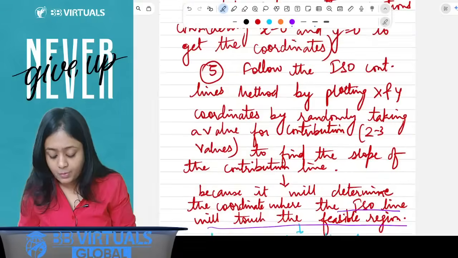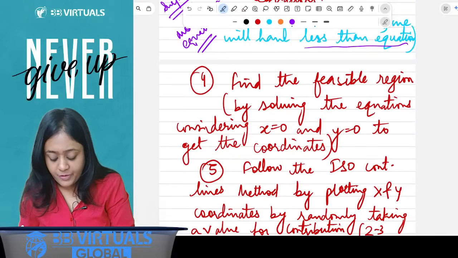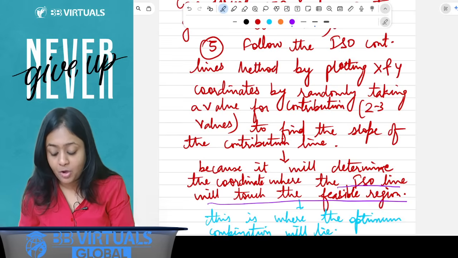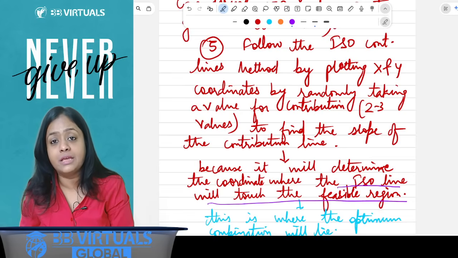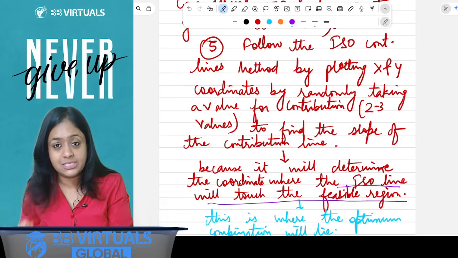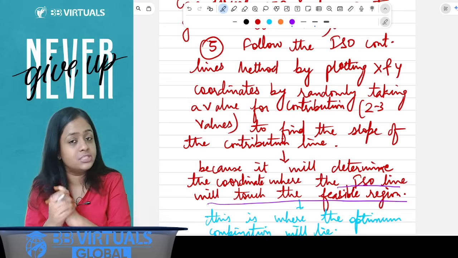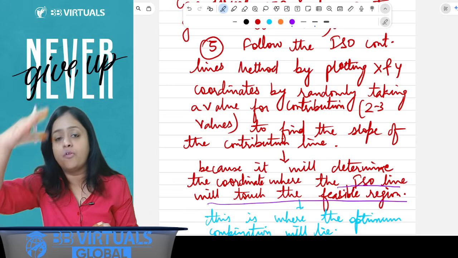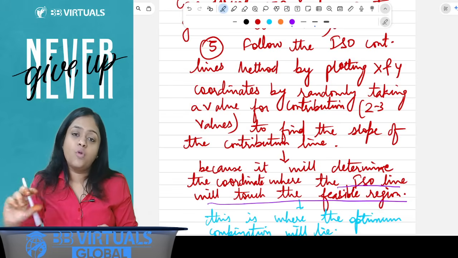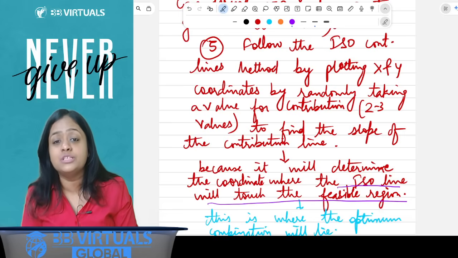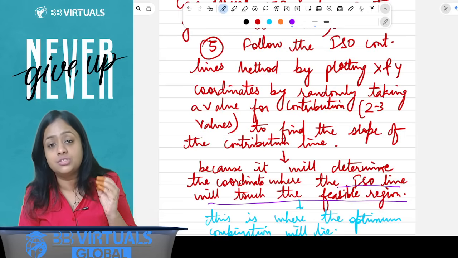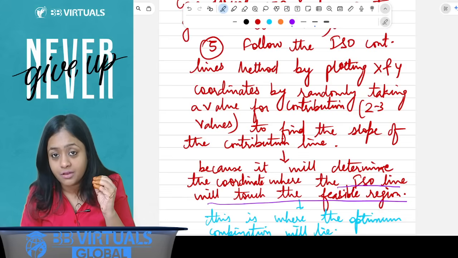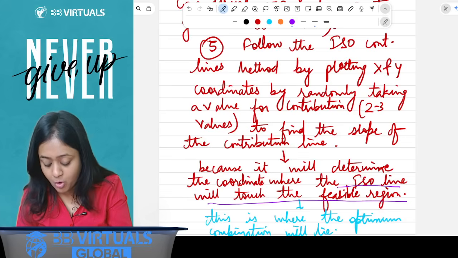So now continuing to what we said, once you find the feasible region, you have to follow the iso contribution lines method by plotting x and y coordinates by randomly taking values of the contribution. Like we just discussed, take any random values for contribution and get the values of x and y. At least 2 to 3 values you should have so that you know the slope of the line. Slope is very essential because slope will determine where this line is going to touch the feasible region. The line which is going to touch the coordinates at the feasible region, that coordinate will be the coordinate where you'll have the maximum contribution.